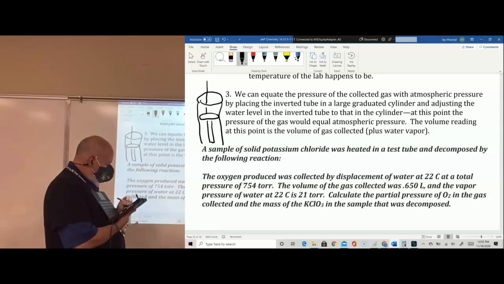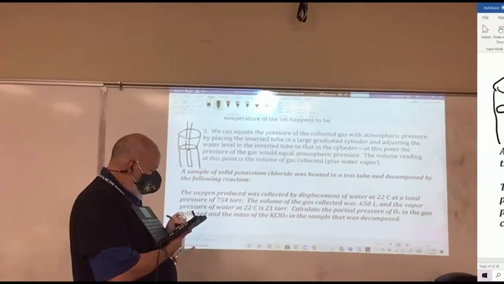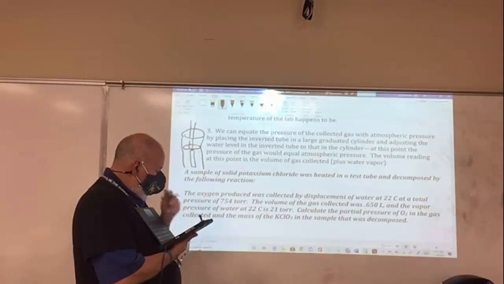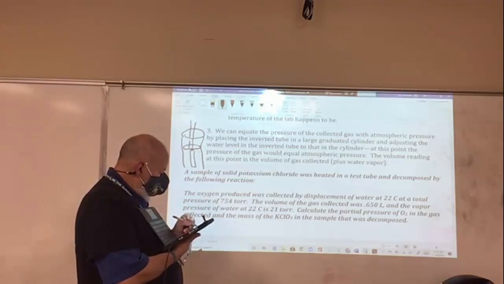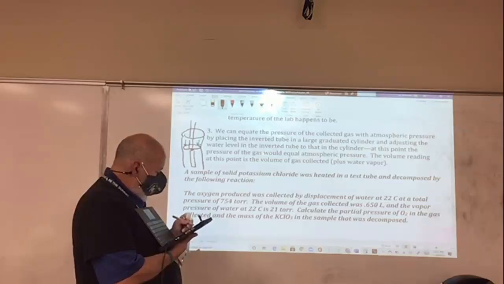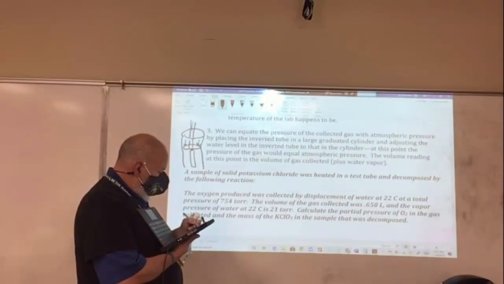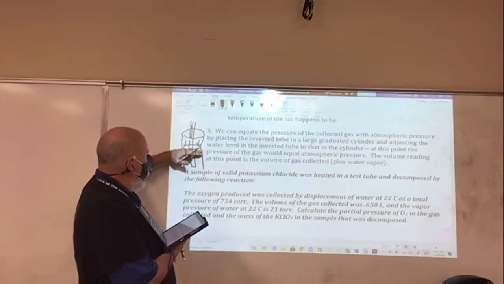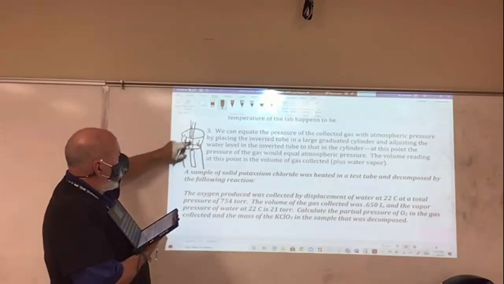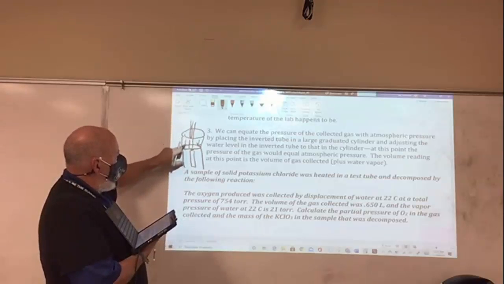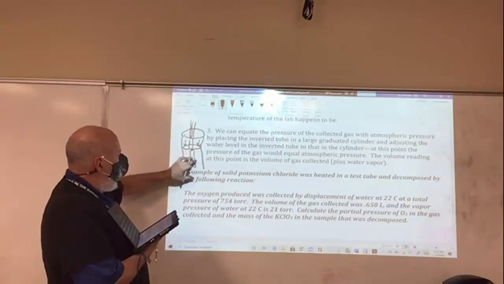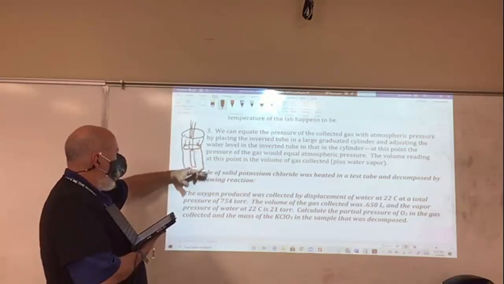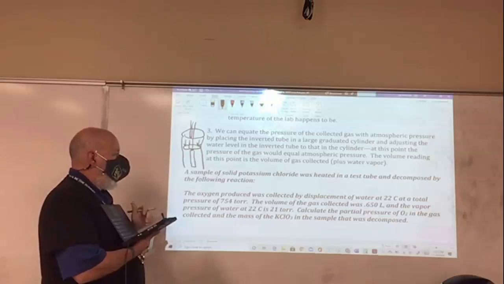And if my water level in the tube is equal to the water level in the graduated cylinder, then since atmospheric pressure is pushing on this, that must mean atmospheric pressure is also pushing inside this tube here. Okay, so if these levels are equal, then the pressure inside this tube has to be the same as the pressure pushing down on the pool of water inside the graduated cylinder.